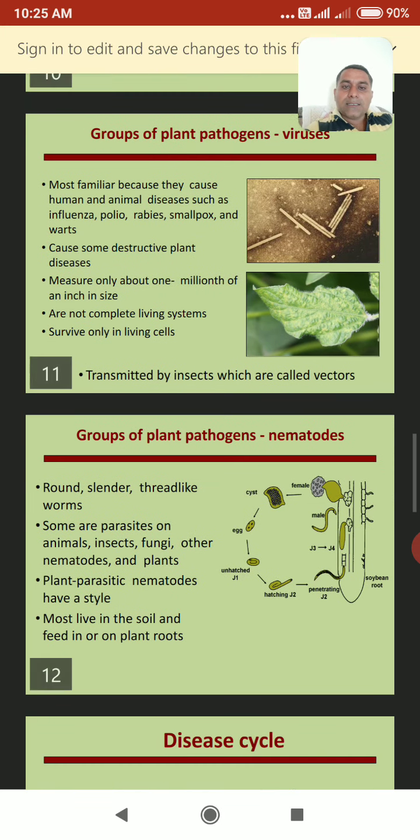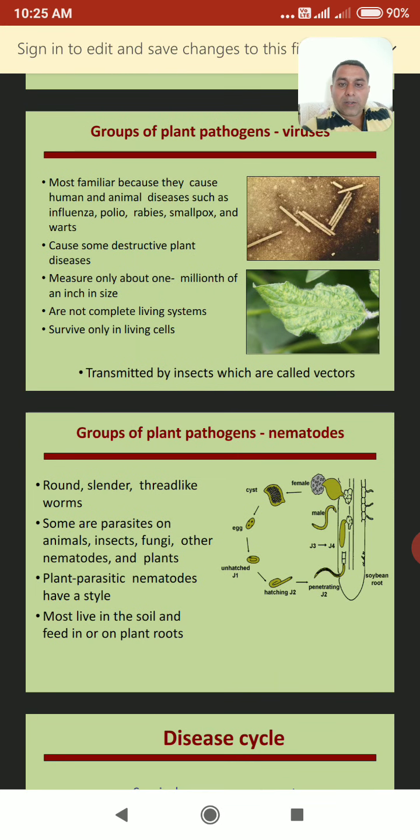The next group of plant pathogens is nematodes. They are round, cylindrical, thread-like worms. Some are parasites of animals, insects, fungi, other nematodes and plants.